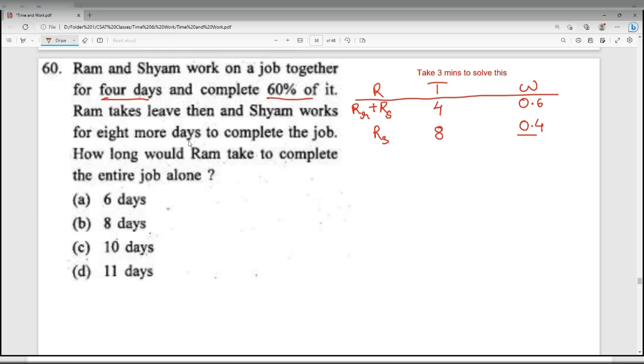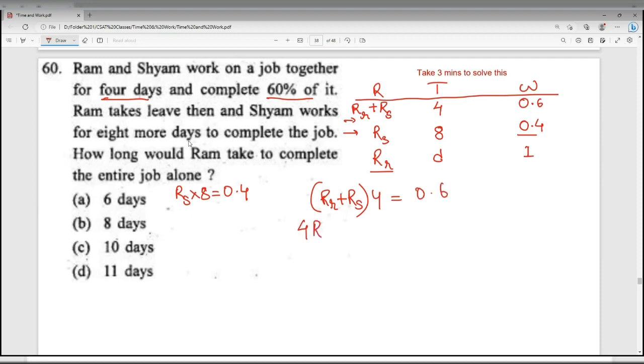So they are saying how long would Ram take alone to complete the entire job. So if Ram was there, let the number of days be D. If Ram worked, how long would he take to complete one job? So that is the equation that is there, and from this we have RS into 8 is equal to 0.4, and then we have this equation here. We have RR plus RS into 4 is equal to 0.6.